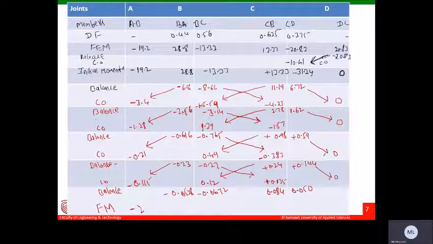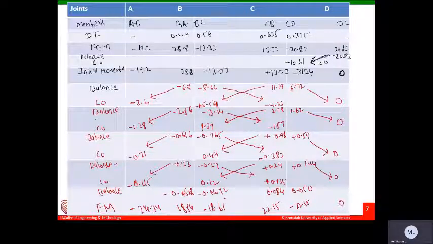Roughly I'm writing, guys, please: minus 24.34. This is 18.54, this is minus 18.61 approximately I'm writing, and this is minus 22.15, and this is 0. So you will get nearby values. You can add all these values. So definitely you will get nearby values. These are the final moments you will get at this instant.